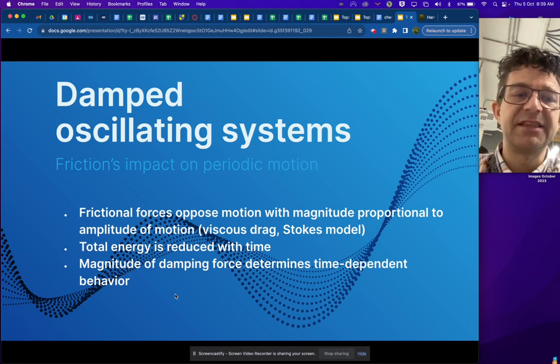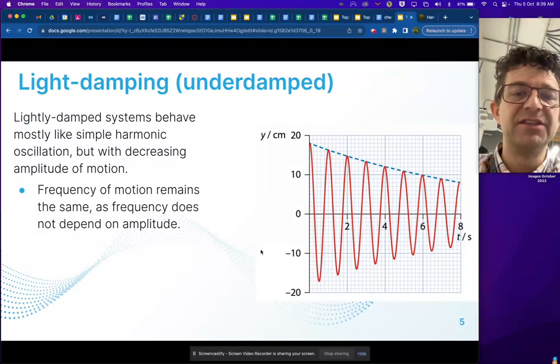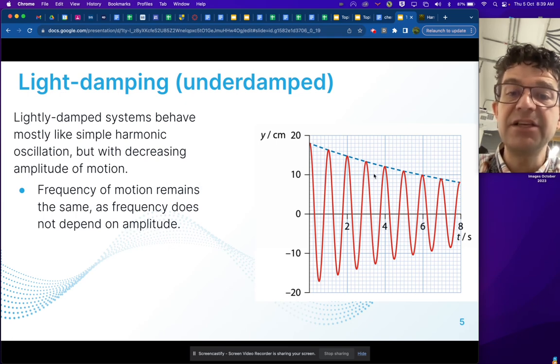And what we're going to see is that the magnitude of the damping force, how viscous the fluid is, for example, determines the time-dependent behavior that we get. You've seen some demonstrations of this the other day. And so you know that when we have underdamped or light damping, the oscillation continues for a long time. In this case, we're seeing 8 or so cycles in 8 seconds. It will clearly continue to oscillate for quite some time.